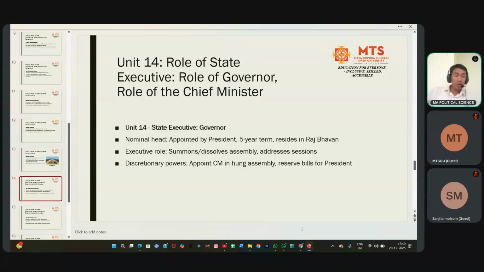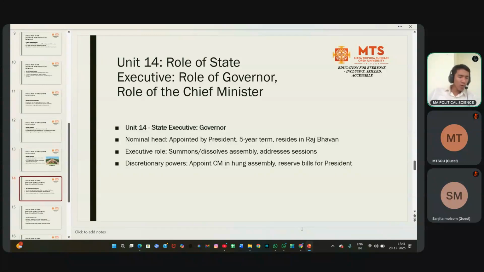Who appoints the governor? The president. And for how many years? A 5 year term, residing in Raj Bhavan. Okay, Raj Bhavan is there. I heard recently it was renamed to something like Lok Bhavan. Okay, so Raj Bhavan is the place where the governor stays.